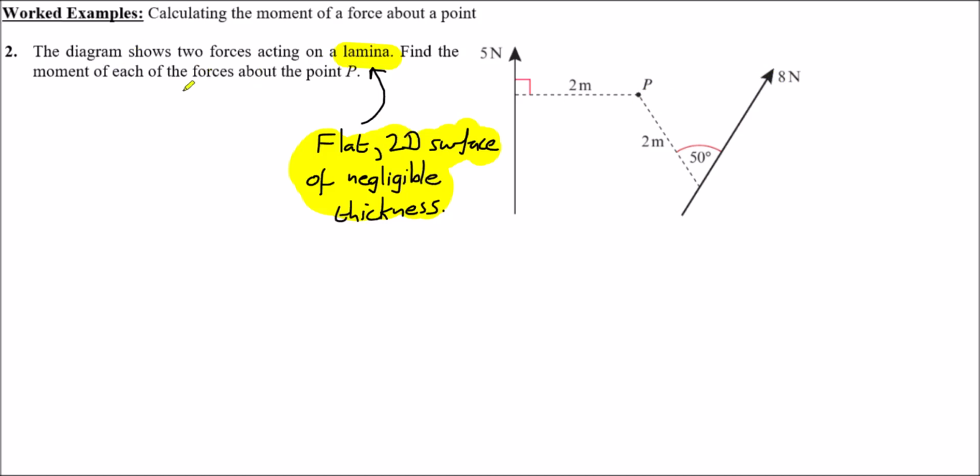So in this question, what we need to do is to find the moment of each of the forces about point P. So essentially we've got 2 forces, a 5 Newton force and an 8 Newton force. I'm going to take these forces separately and do them on their own. So for the 5 Newton force, let's consider this one.